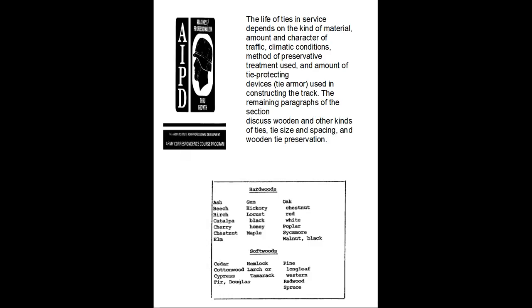The remaining paragraphs of this section discuss wooden and other kinds of ties, sizing and spacing, and wooden tie preservation. Hardwoods for ties include ash, beech, birch, catalpa, cherry, chestnut, elm, gum, hickory, locust, black honey locust, maple, oak, chestnut, red, white, poplar, sycamore, and black walnut. Softwoods include cedar, cottonwood, cypress, fir, Douglas, hemlock, larch, tamarack, pine, longleaf, western redwood, and spruce.